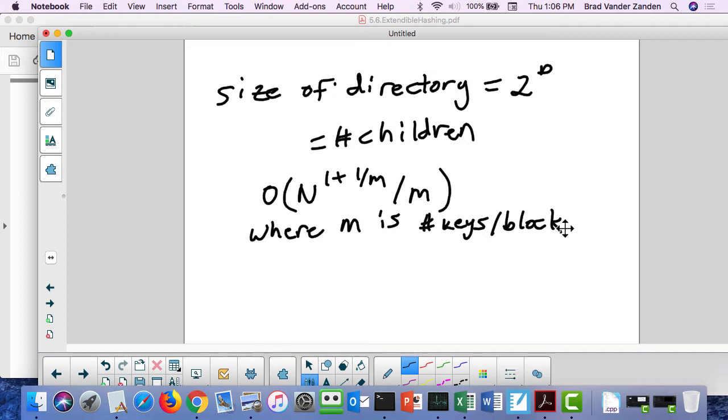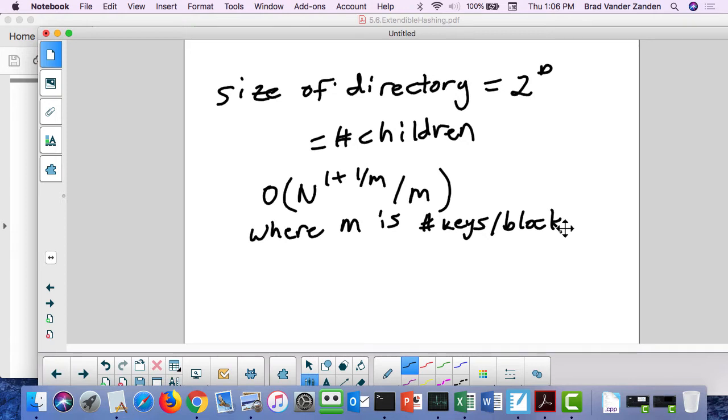If M is small, like 4, then it could certainly start to grow at least somewhat rapidly. But if M is quite large, then it grows very slowly. So that's a great result. It means we can have our cake and eat it too.